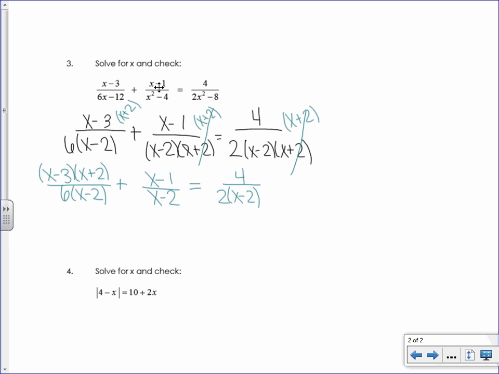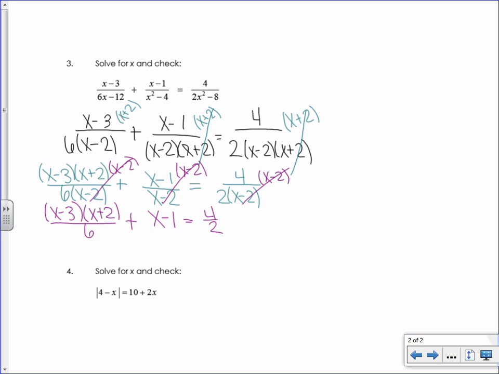Now I'm going to go ahead and eliminate all of my x minus 2's. So that's what I picked next. So I'm going to multiply everything by x minus 2. And that was nice. So now I'm going to be left with x minus 3 times x plus 2, still over 6, plus, now I just have x minus 1. And now I've got 4 over 2. But 4 divided by 2 is just 2. And now I'm almost done.